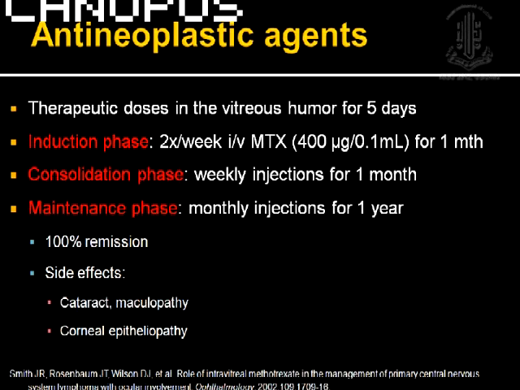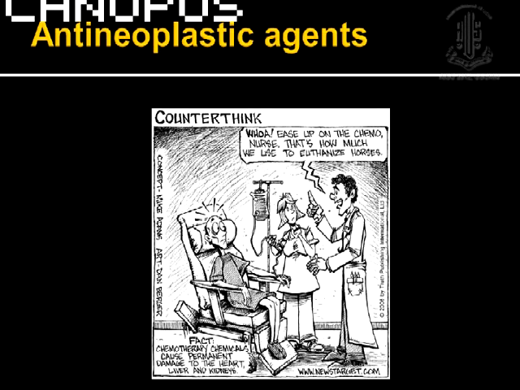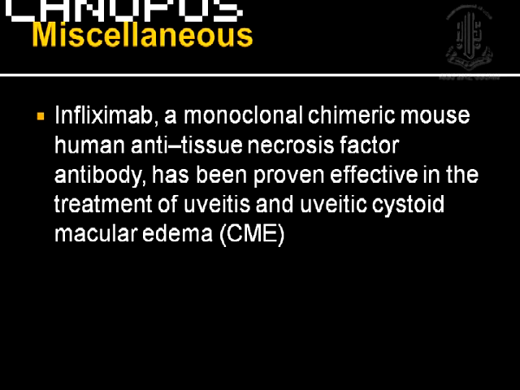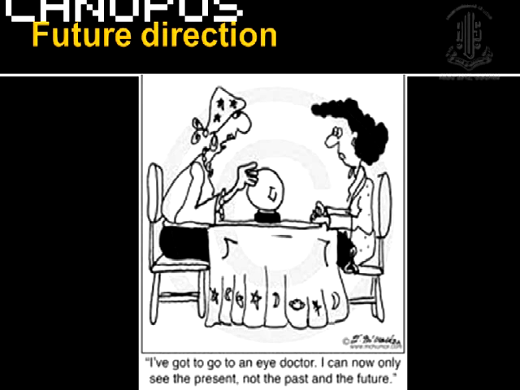Of course, you have a lot of side effects: cataract, maculopathy, corneal epitheliopathy. You have to be very careful about the dosage of methotrexate because it can be quite toxic to the body. So be very careful with anti-neoplastic agents. There are other miscellaneous drugs like infliximab, which is a human anti-tumor necrosis factor antibody, which has been useful in cases of uveitis and uveitic CME.